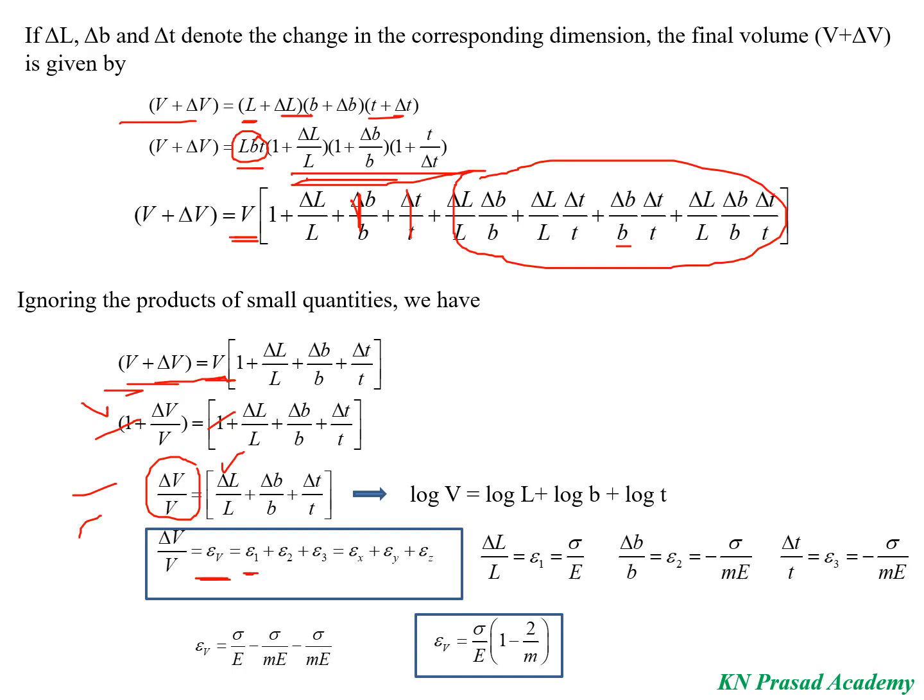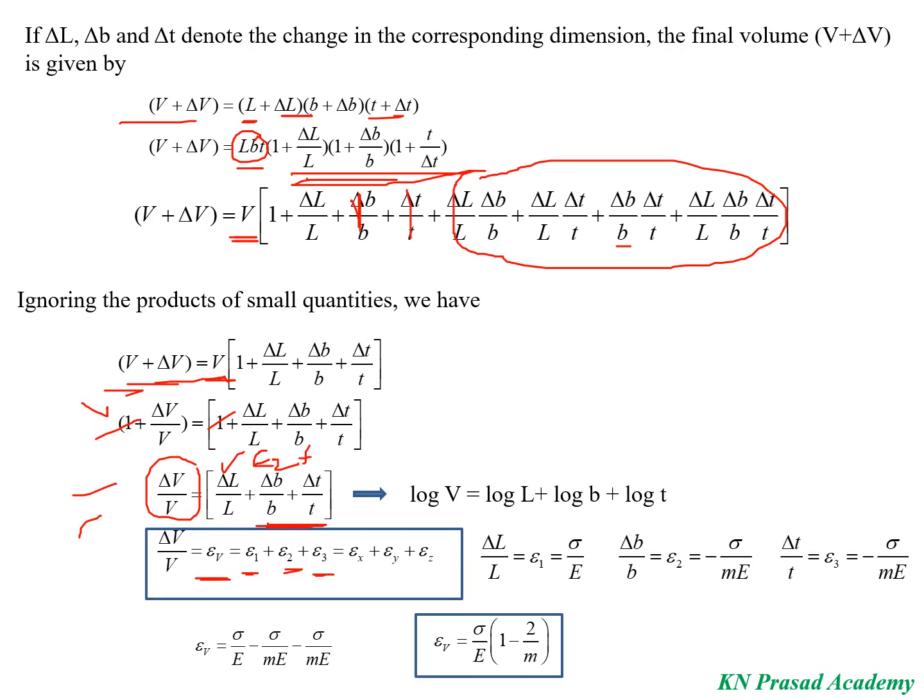So let us consider epsilon 1, plus delta B by B and delta T by T. These are the lateral strains. The strain in the direction of the width is epsilon 2, and the lateral strain in the direction of the thickness is epsilon T. So epsilon V equals epsilon 1 plus epsilon 2 plus epsilon 3. This is nothing but epsilon X plus epsilon Y plus epsilon Z.